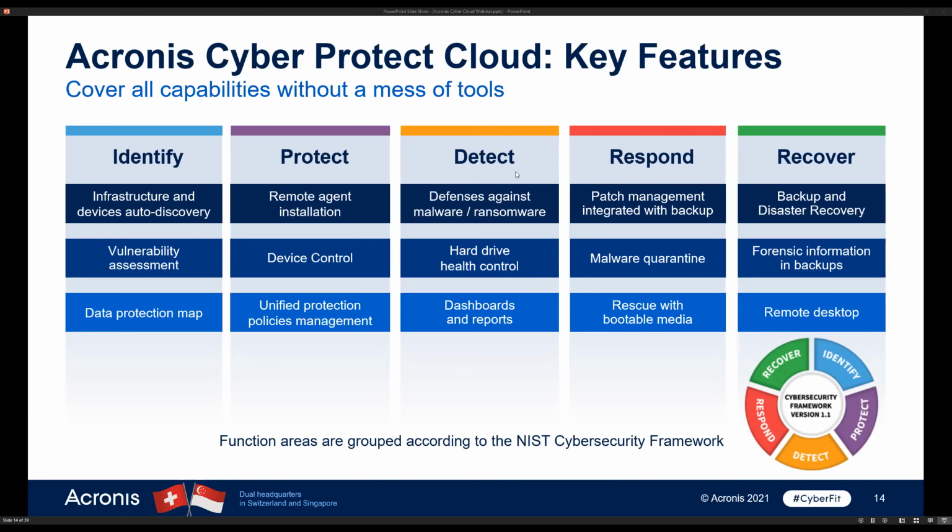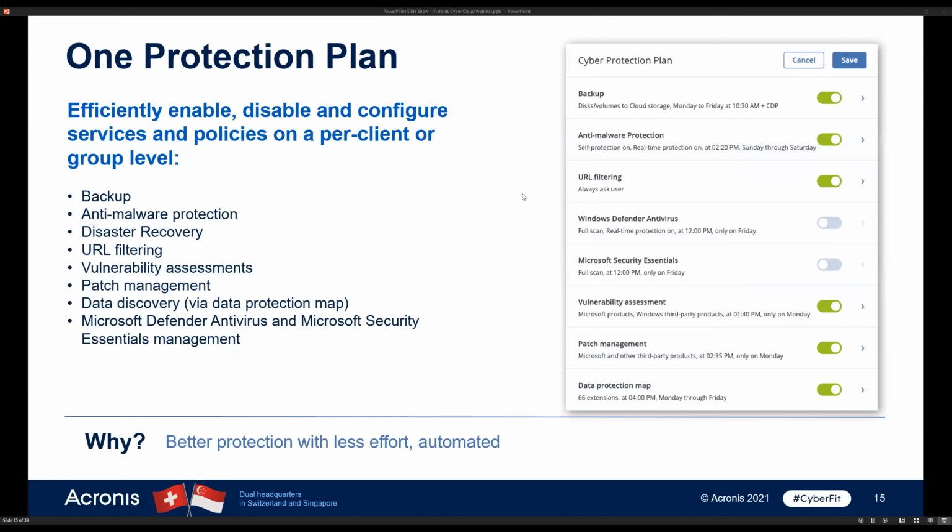On top of that, we also have things like forensic data in our backups that we can integrate. So if something does come, you do get attacked, you do get breached, we can help with the investigation with our forensic information in the backups. And all this culminates in what we call our protection plan. This is a single plan that covers all the aspects of cyber protection, starting from the backup, the antivirus, the vulnerability assessment, patch management, data protection mapping, so mapping where your data is stored, and then also device control, so locking down the devices, restricting access to certain external peripherals.